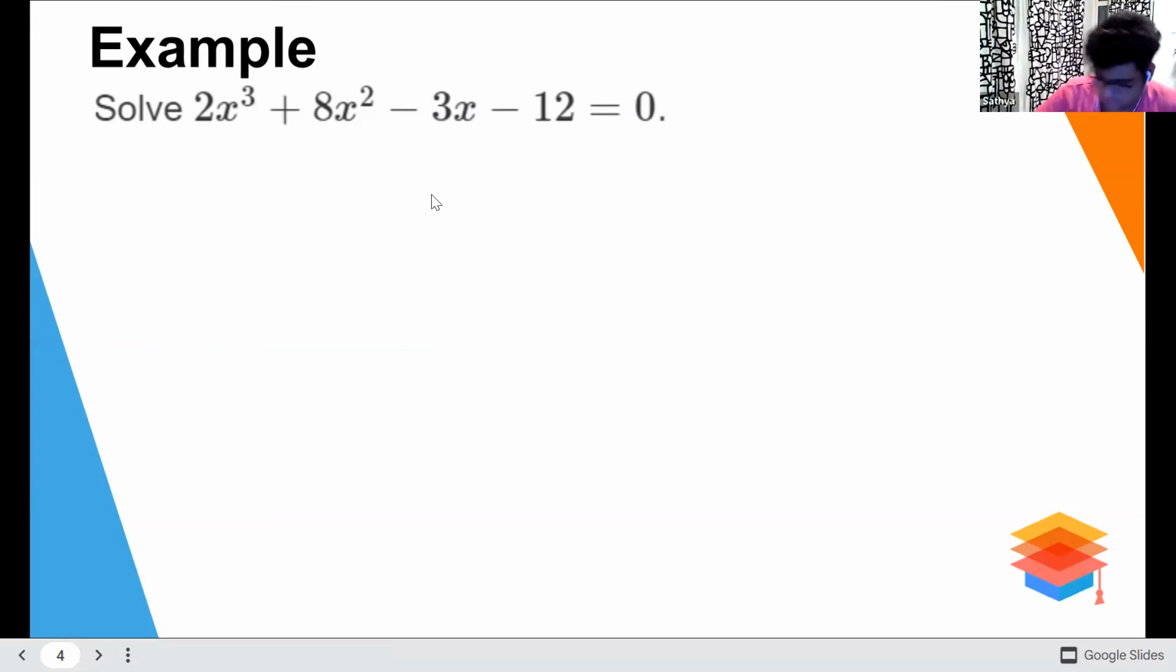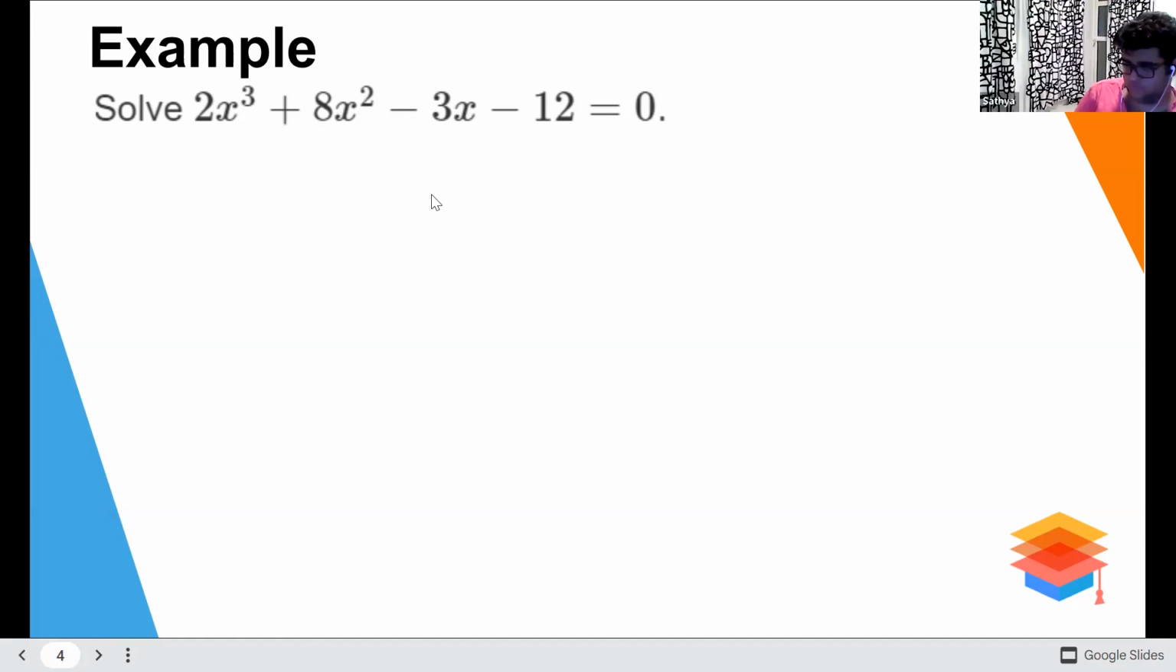So should I do long division? First, you will use the rational root method to find one root, as it is cubic. So what would be the possible roots if there is any rational root? What are the factors of 12?